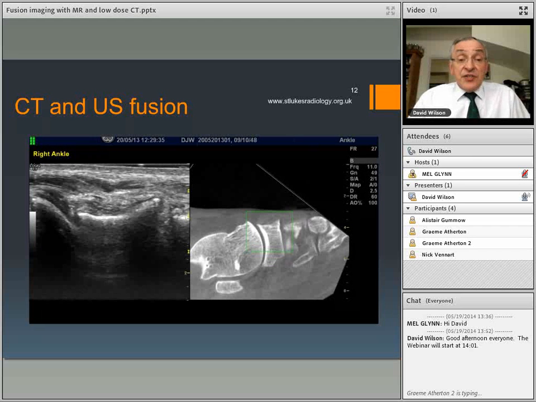Here's a little further down on the same patient's ankle. We're looking at the navicular. This is the dorsal aspect, the little osteophyte spurs. And we can also see the joints underlying it.